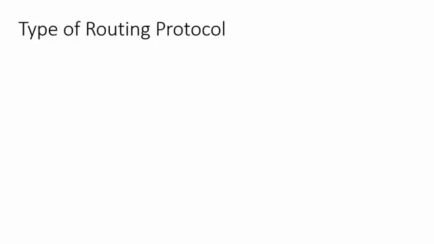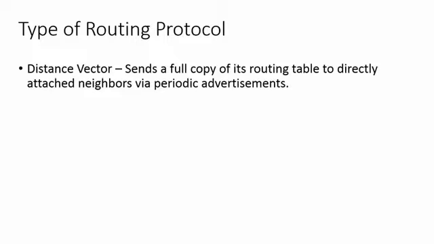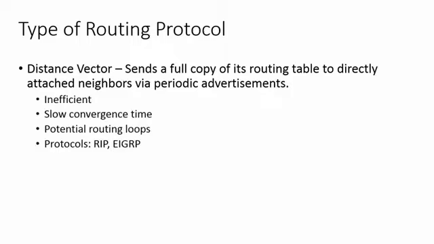There are two types of routing protocols. The first type is distance vector. Distance vector routing protocols send a full copy of the router's routing table to directly attached neighbors. Now, obviously this is not very efficient because it's sending information to a neighbor even if the neighbor already has that information. This can lead to slower convergence time. With slow convergence time, you then can introduce routing loops. The routing protocols that are considered distance vector are RIP and EIGRP.